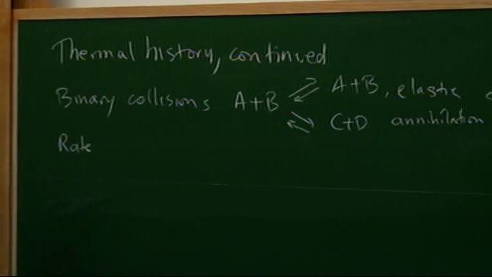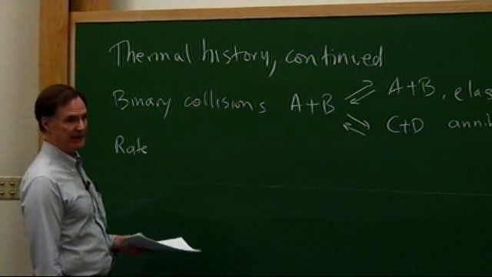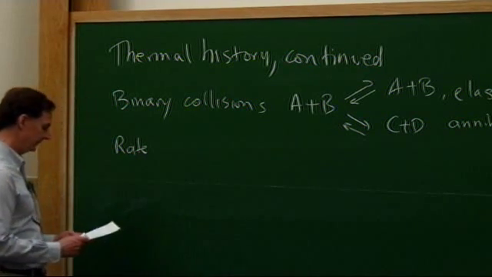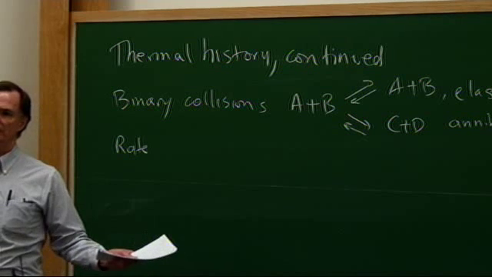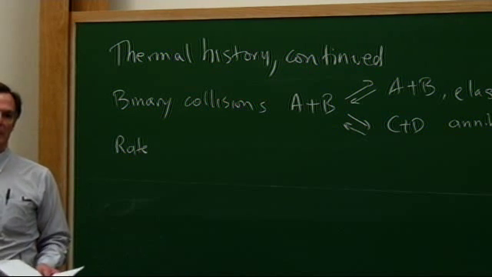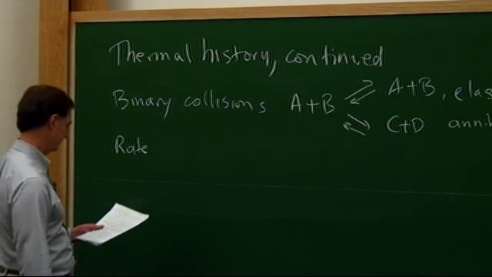So let's make some estimates of when equilibrium might break down by looking at the rates for these reactions and comparing them with the Hubble expansion rate, which is the driver of cosmic evolution. As the universe expands and the plasma dilutes, if the reactions can keep up faster than the Hubble expansion rate, we have equilibrium, otherwise not.